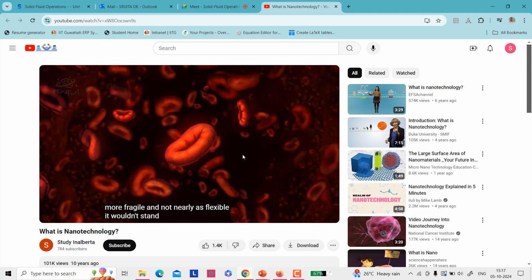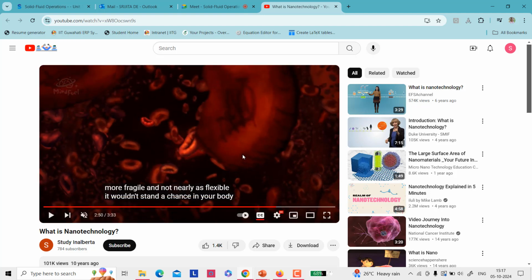So these nanomaterials, the mesh of the proteins in this nano level red blood cell, give the support to be flexible.